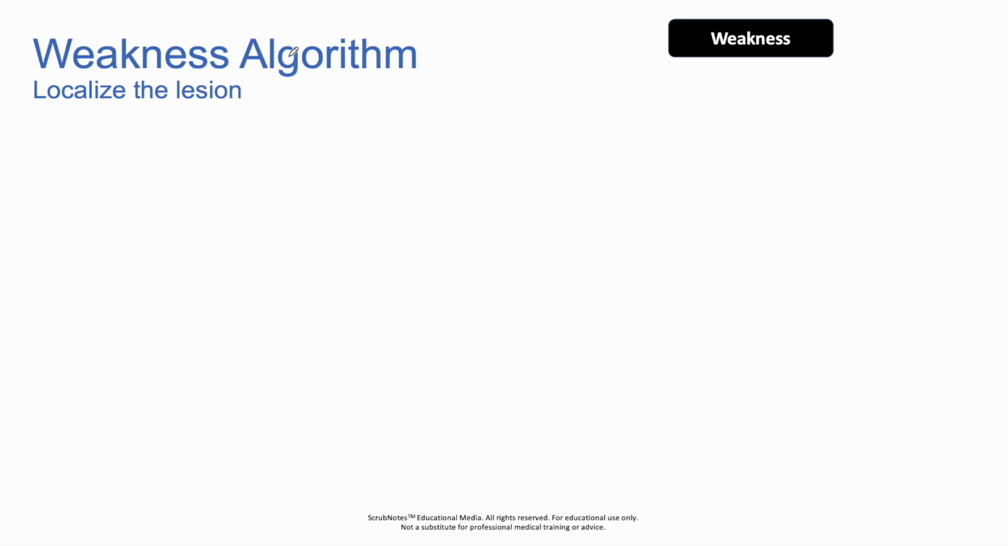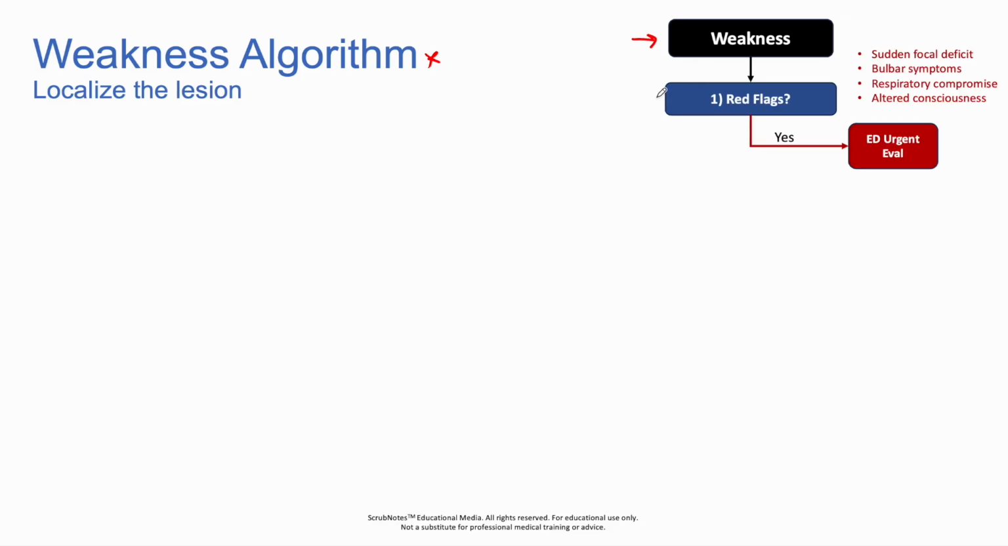Now, let's put this all together. Weakness feels overwhelming, but most cases are narrowed quickly if you follow a structure. So I created this algorithm to help with that. First, you want to check if there's any red flags. If there are, then this is an urgent evaluation and you refer to the ED. If not, you can move forward.